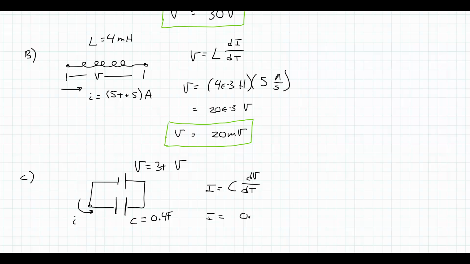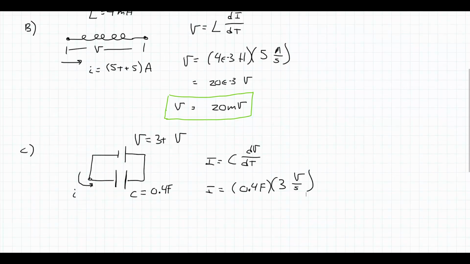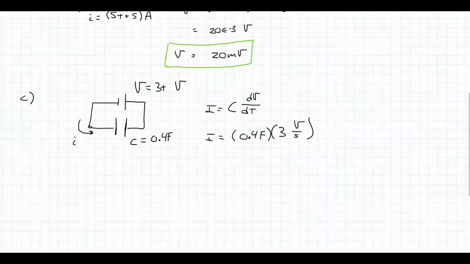So 0.4 farad, I'm already in base units, so I'll keep it that way, times dV/dt. The time derivative of the voltage is just going to be 3 volts per second. Working this out, 0.4 times 3 is going to give me 1.2 farad volts per second. I will be able to rewrite that as amps, which is my unit of current. So the current going through my capacitor here is a constant 1.2 amps.